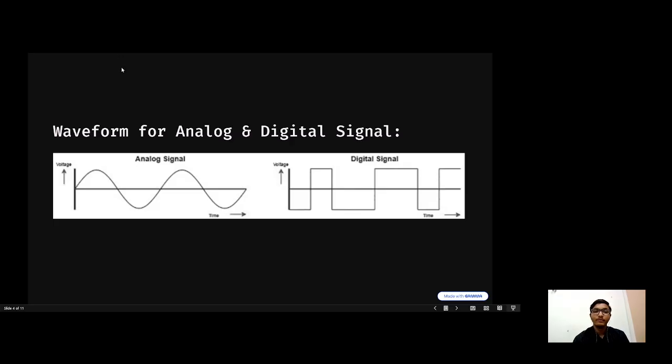But we need to know how many samples are needed. So in aliasing, the sampling frequency must be two times the frequency of the input signal.